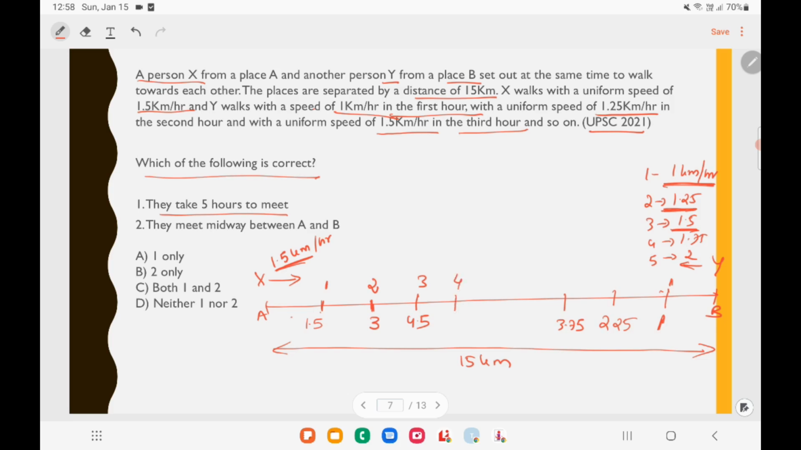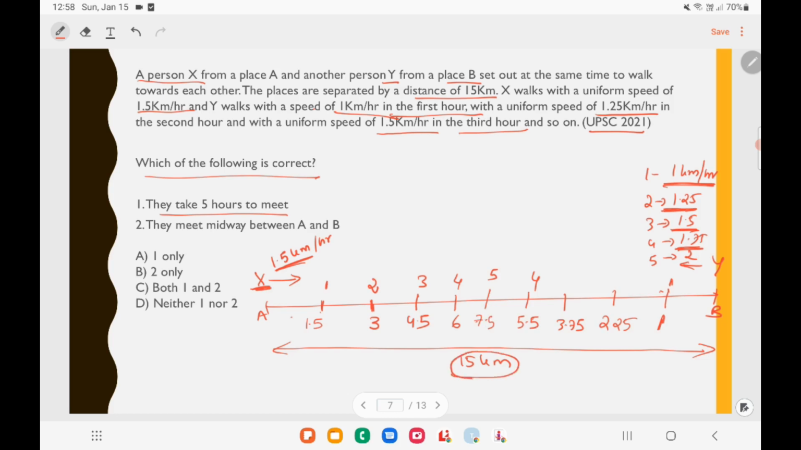And in the fourth hour, X travels 1.5 km more, so it reaches 6. And in the fourth hour Y travels 1.75 km. So 3.75 plus 1.75 is 5.5 km. So Y travels to the 5.5 km mark, and in the fifth hour X travels 1.5 km more. That means it will reach 7.5.